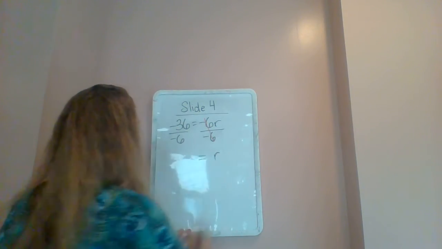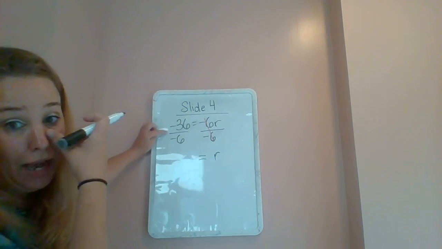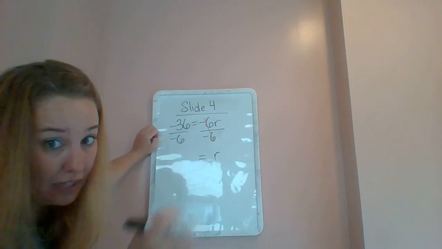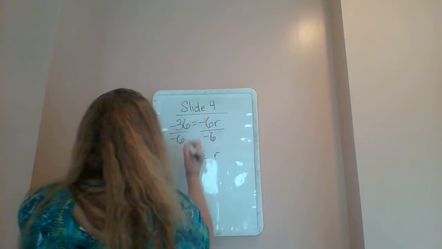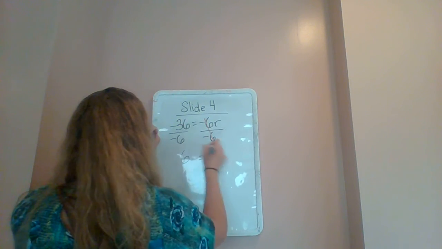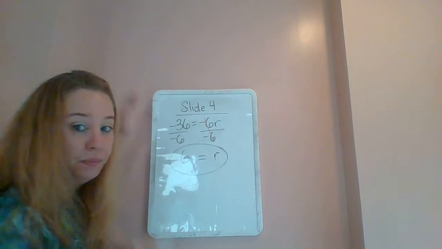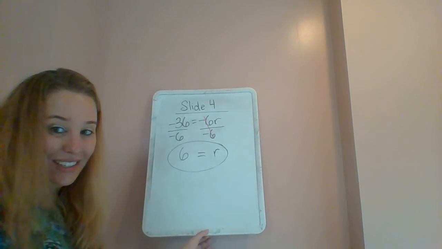Equal sign comes down. Negative 36 divided by negative 6. Negative divided by a negative is a positive. Positive 6. So your final answer is 6.